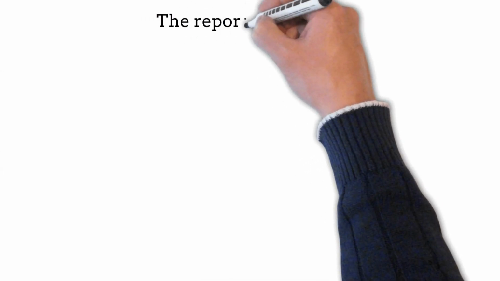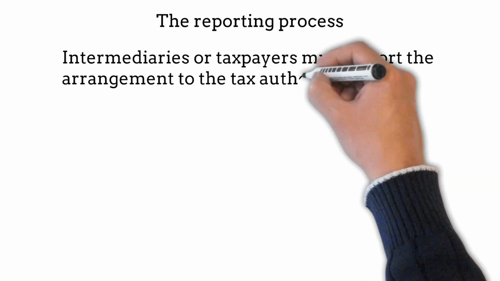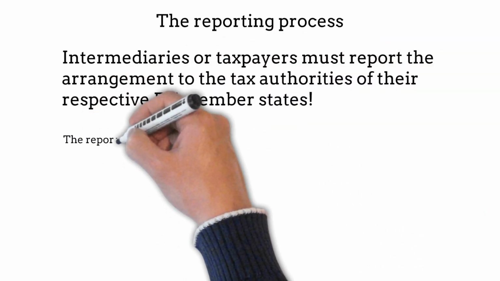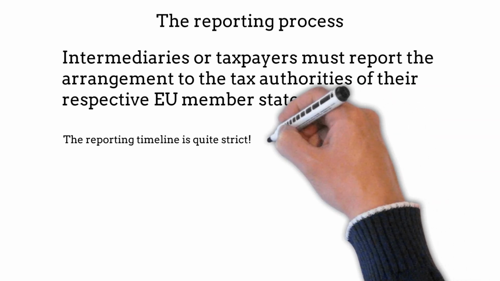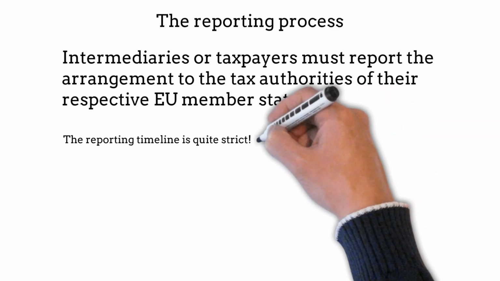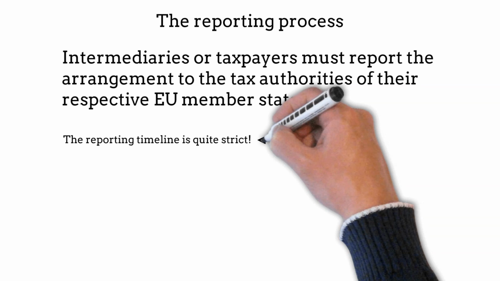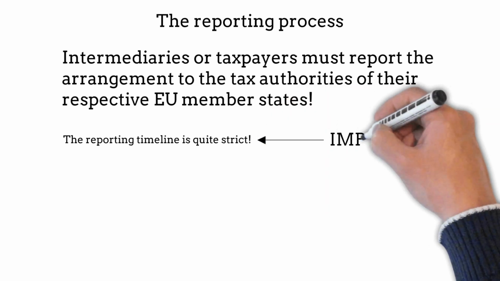Now, let's briefly touch on the reporting process. Once a reportable cross-border arrangement has been identified, intermediaries or taxpayers must report the arrangement to the tax authorities of their respective EU member states. This information is then automatically exchanged among tax authorities within the EU.